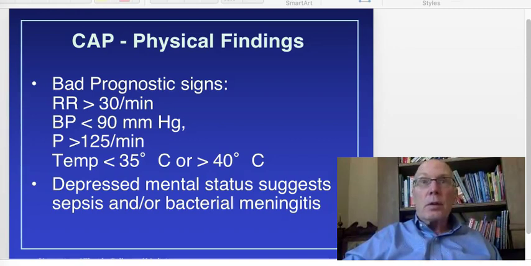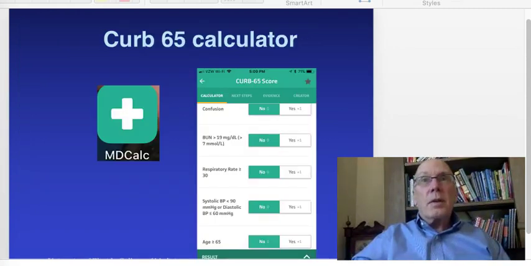Bad prognostic signs include a respiratory rate of over 30 per minute, a systolic blood pressure of less than 90 millimeters of mercury, a pulse of greater than 125 per minute, or a temperature of less than 35 degrees centigrade or over 40 degrees centigrade. A depressed mental status can accompany sepsis and/or bacterial meningitis. Clinical investigations have incorporated many of the vital signs and mental status plus blood urea nitrogen to create an illness severity score that is of prognostic value, based on an investigation of over 700 patients with pneumonia.